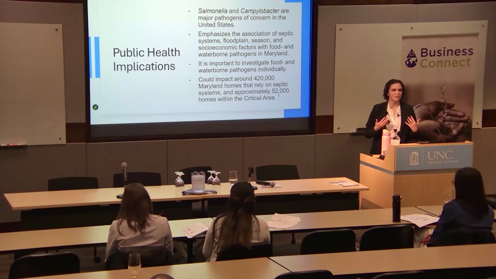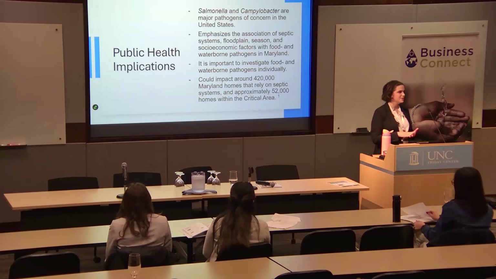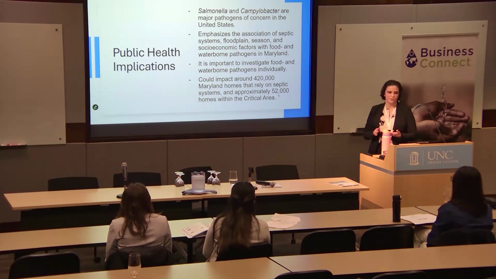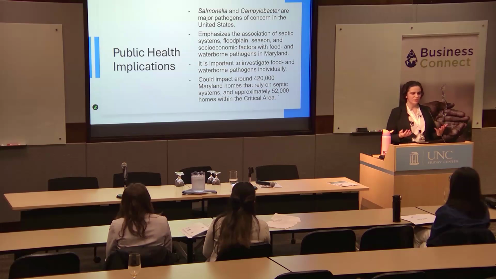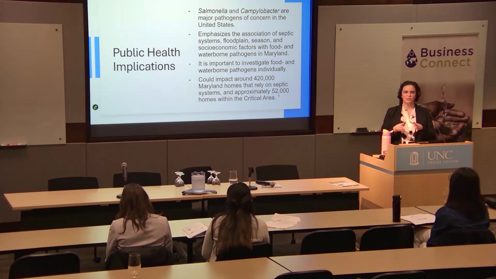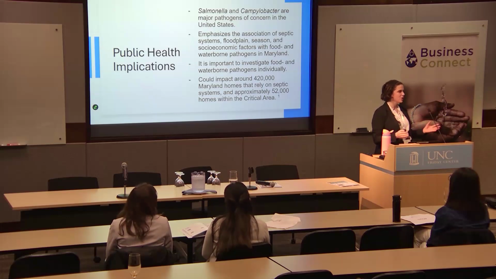So overall, we know that Salmonella and Campylobacter are major pathogens of concern in the United States. We know that they're the leading cause of food and waterborne illness and hospitalization. This research emphasizes the association of septic systems, floodplain, season, and socioeconomic factors with food and waterborne pathogens in Maryland. And it's also showing why it's important not to just lump food and waterborne pathogens in one category, because they can have different causes and different environmental exposures. So we really want to investigate them separately.